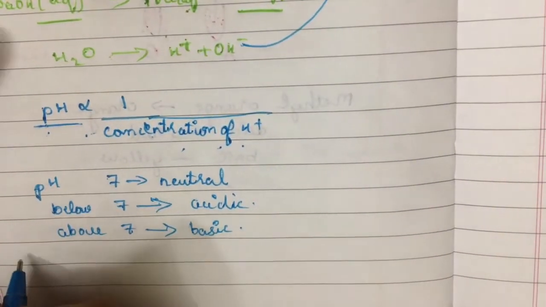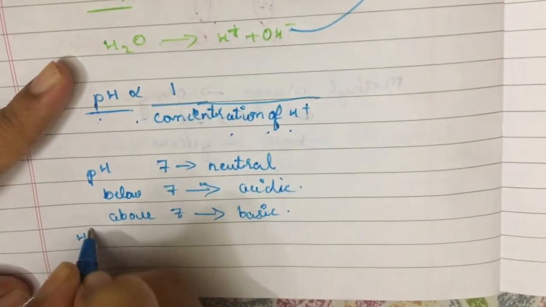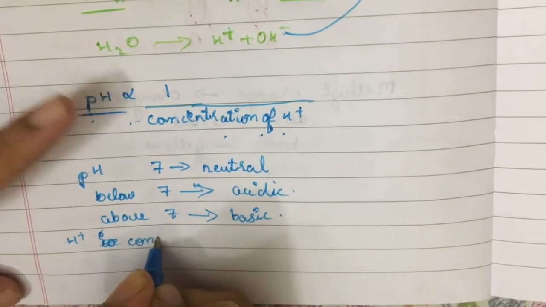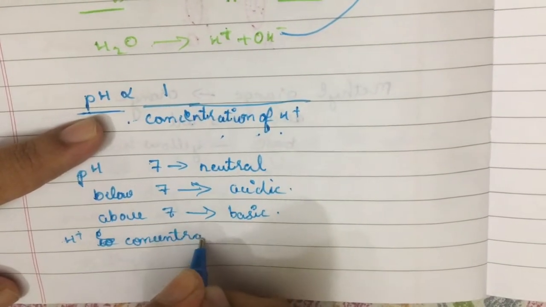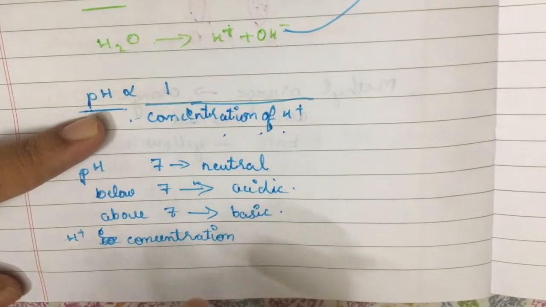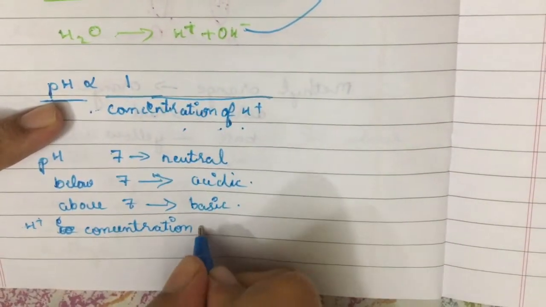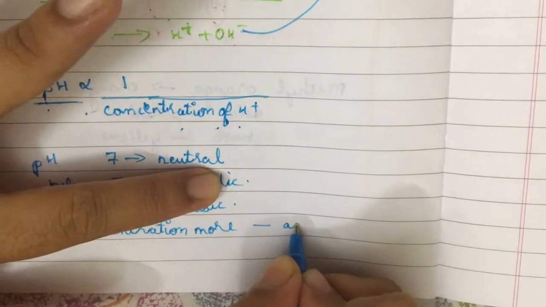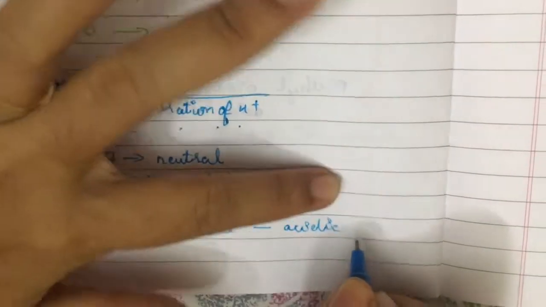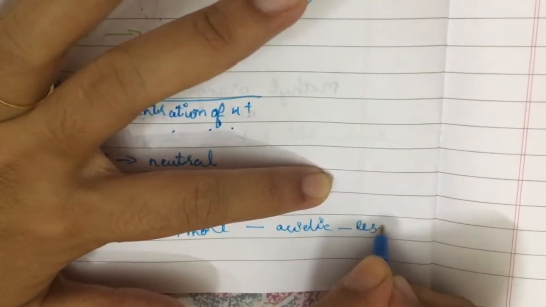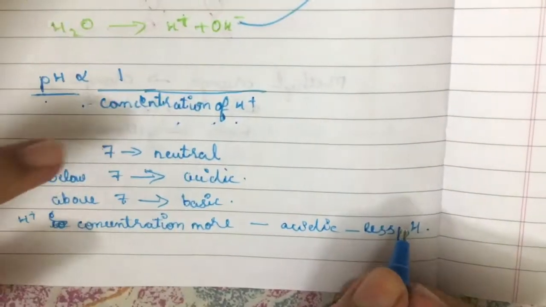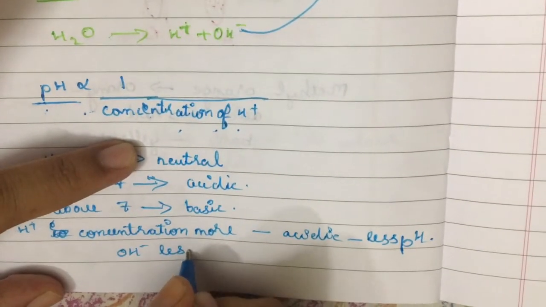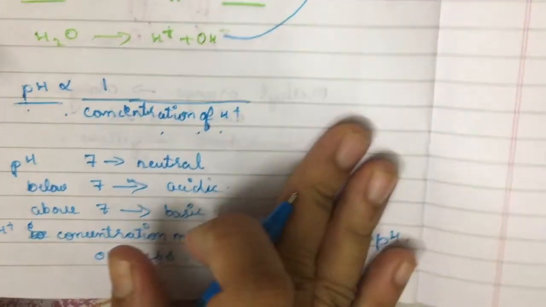So we can say that the more the H plus ion concentration, students, please keep it in your mind, the more the H plus ion concentration, it means they are acidic. The pH is less, and the OH minus ion concentration will be less. So I hope you are clear with this topic.